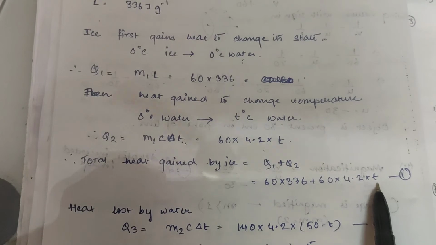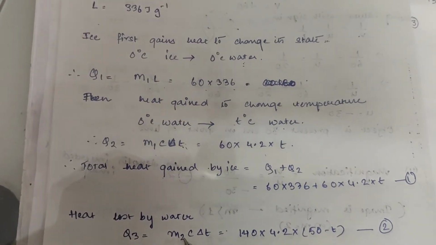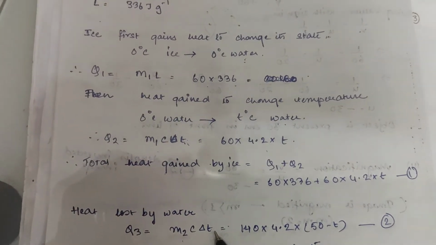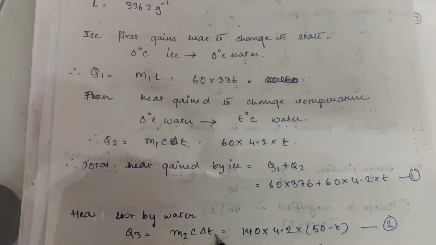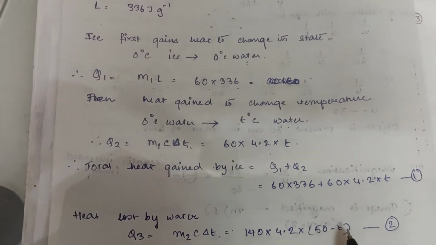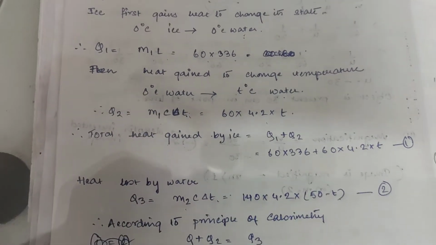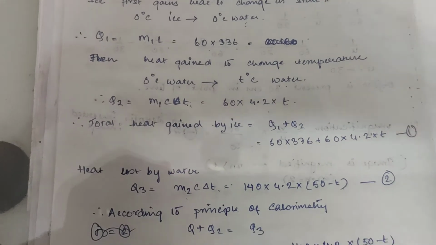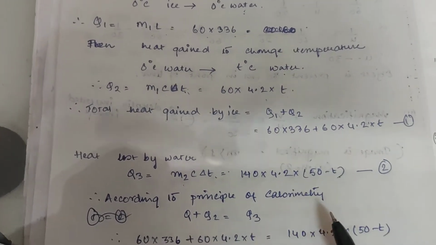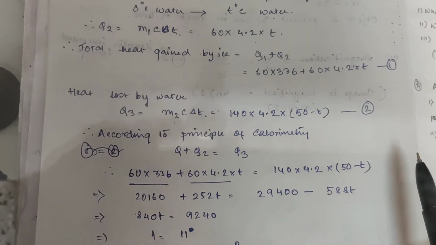What is lost by water? M2C delta T, obviously. M2 is the mass of water given, C is the specific heat capacity of water, and delta T is now the fall in temperature for water, because there is a fall in temperature in water, isn't it? Water is initially at 50, it will come down to T. Now, according to the principle of calorimetry, total heat gained by the ice is equal to total heat lost by water. So I have done that and then got T as 11 degrees Celsius.